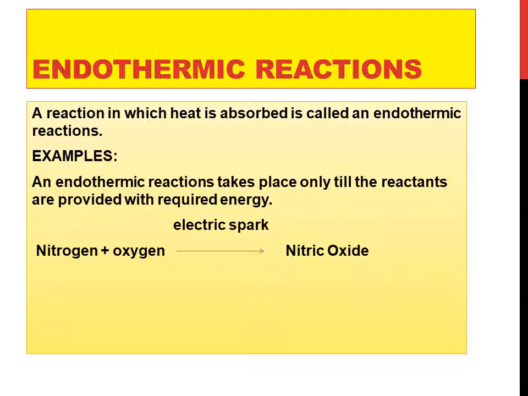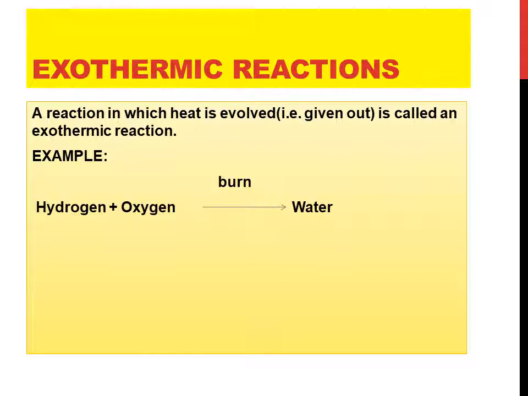It cannot continue. Moving to the next category, we have exothermic reactions. A reaction in which heat is evolved or given out is called an exothermic reaction. Most of the chemical reactions are exothermic in nature. Remember that. Exo means out. For example, hydrogen plus oxygen gives water and it releases heat. That is an example of an exothermic reaction.